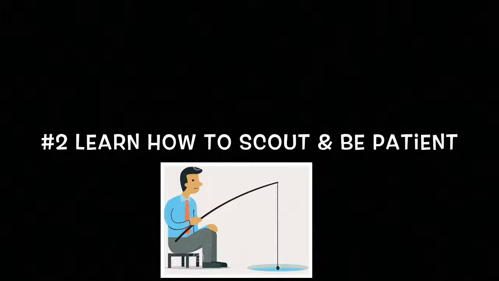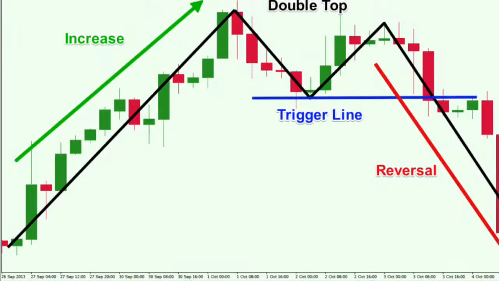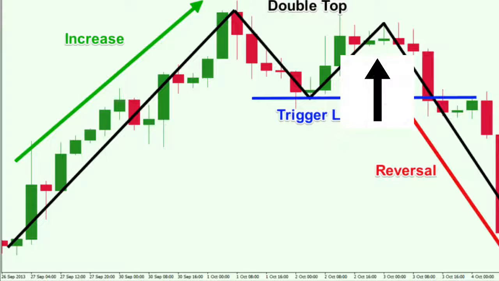All right, so now we are on number two, which is learning how to scout and be patient. This is another crucial step because making a very early decision could be costly, and making a very late decision can be costly. So let's look at this here, right? You see this little consolidation here above. It's about 5 candles, very small candles. This is a daily chart, so each candle took 24 hours to form.